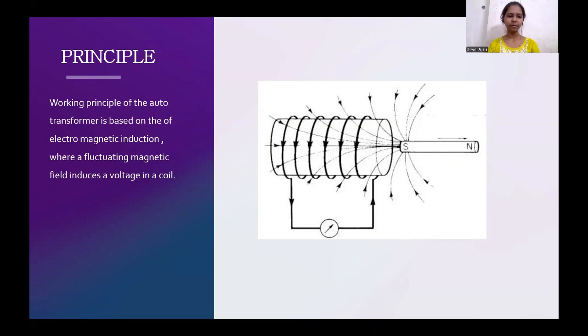The basic principle involved in this auto transformer is electromagnetic induction. When there is a change in the magnetic field around the conductor, then the EMF is induced in it. So when we connect this auto transformer to the supply, the current passes through it and produces the magnetic field. The change in this magnetic field produces the EMF, and hence energy can be transferred from one circuit to another circuit.